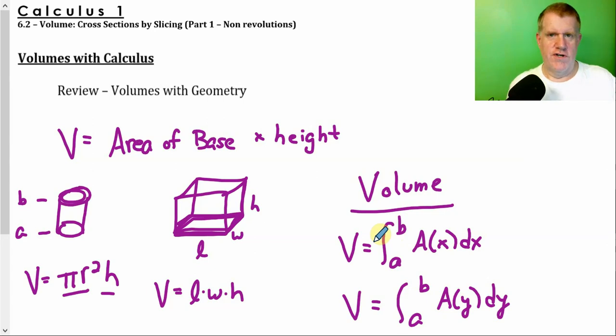Remember, height is a relative term. I don't know if the thing's standing up, lying on its side, diagonally leaning off of something. It doesn't matter. Remember, height is just the distance between both ends of the shape. Okay? Cylinder, circle on top, circle on bottom. The height is the distance in between.